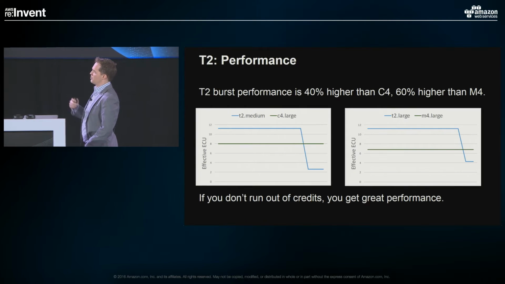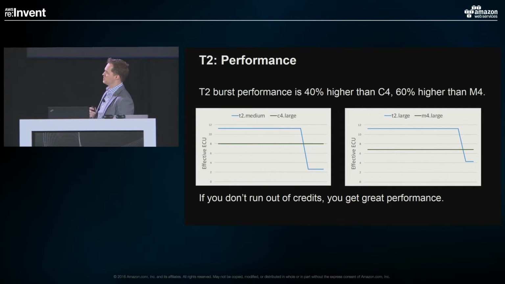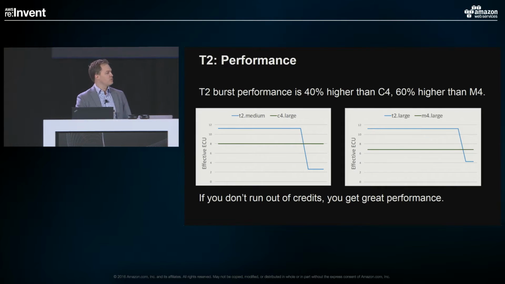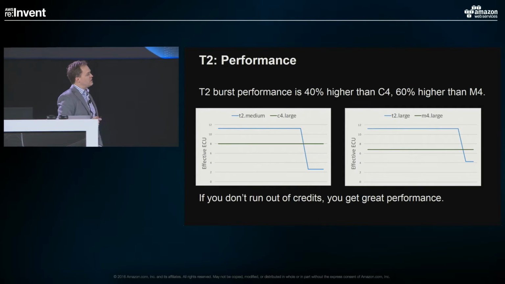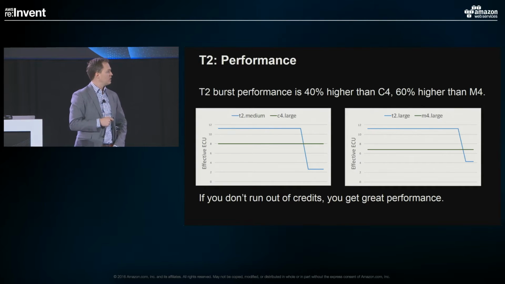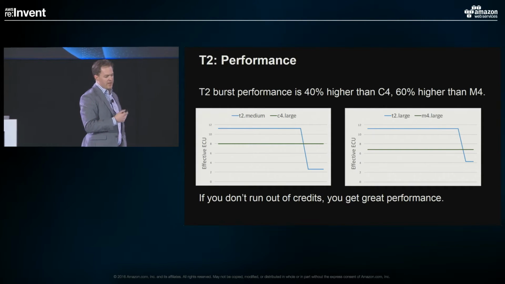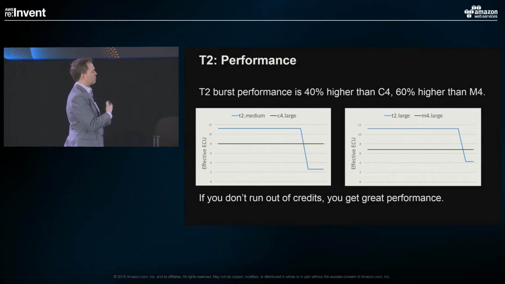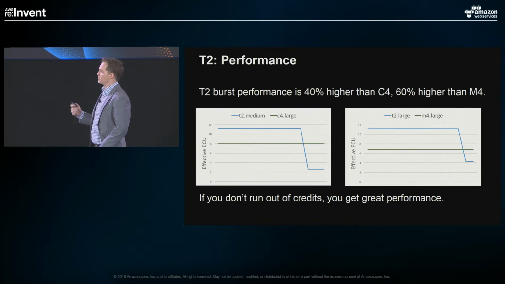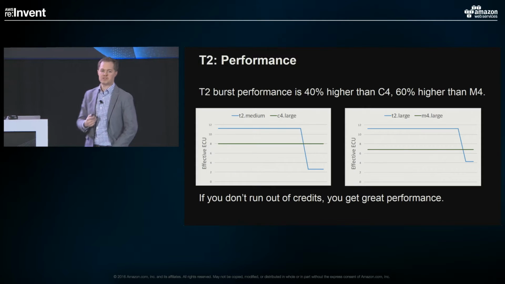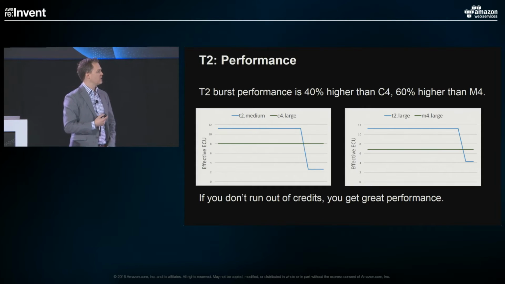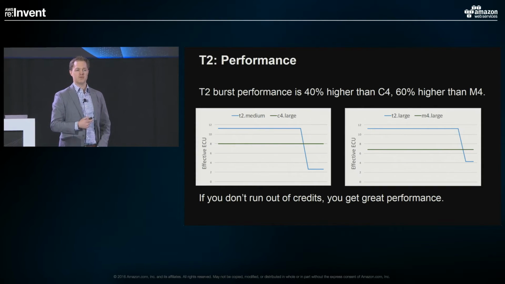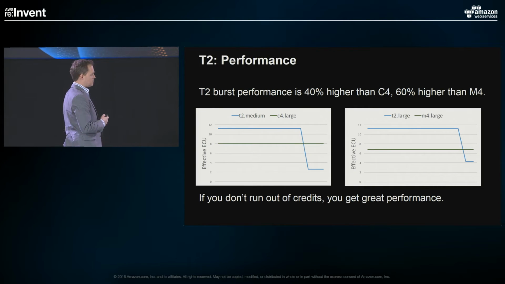And so these two graphs show how a T2 medium and a C4 large compare. And you see two things. One is that the T2 medium is about 40% higher effective performance while it's bursting. And then if you run out of burst credits, its performance does go down beneath that. Similarly, for a T2 large compared with an M4 large, there's an even bigger gap. There it's about a 60% higher performance. But the gap at the baseline level is a little bit less, as you can see there.